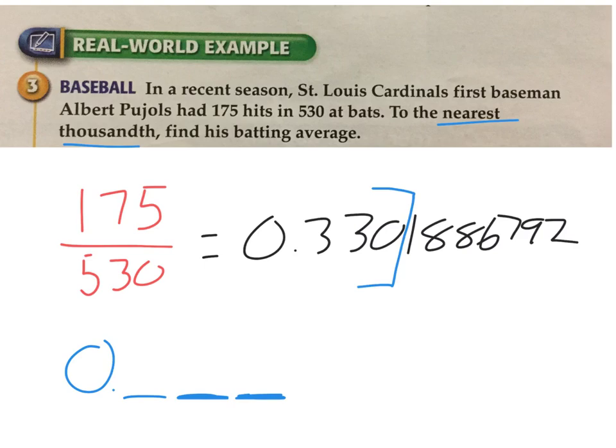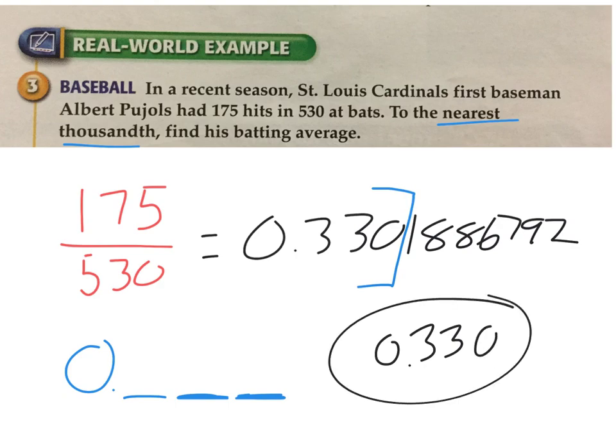Now, when I look, the first number past my bar is a 1. So this 1 tells the 0 to stay the same. If it's 5 or higher, it goes up. If it's 4 or lower, it stays the same. So the 1 tells the 0 to stay the same. So that means that my answer is 0.330. He's batting 330. Good enough to get you in the Hall of Fame.